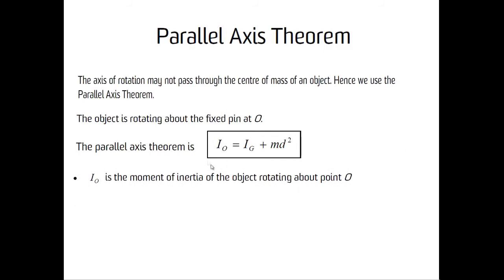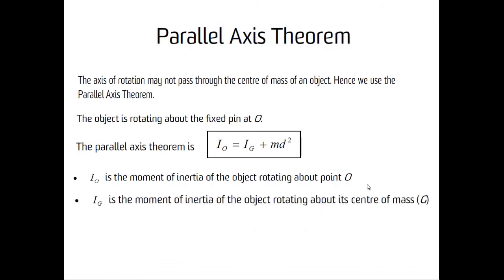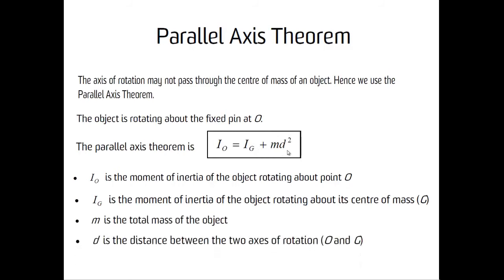In this case, I_O is the moment of inertia of the object rotating about point O. I_G is the moment of inertia of the object rotating about its center of mass. M is the total mass of the object, and D is the distance between the two axes of rotation, O and G, squared.